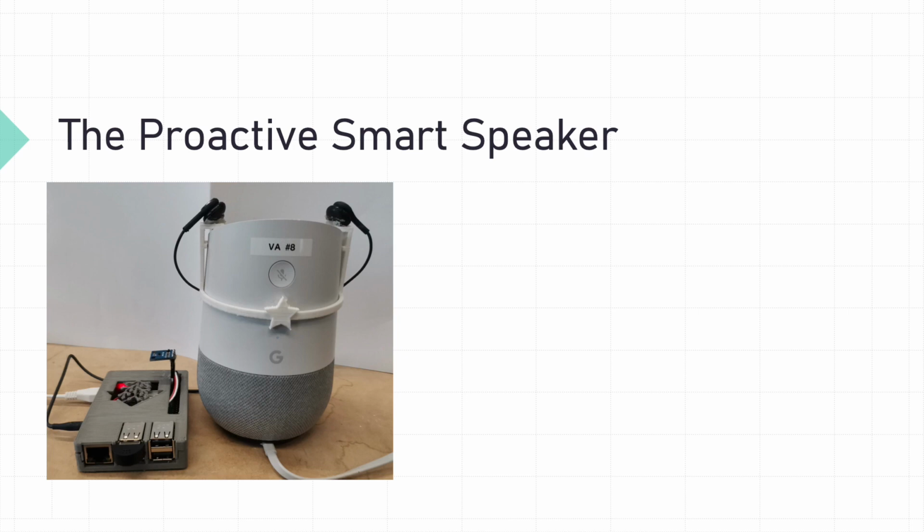Through the very cute tiara, I attached a pair of earphones onto the speaker. The earphones are powered by a Raspberry Pi, where I store a few pre-recorded audio commands. Whenever I want the Google Home to be proactive, I can simply control the Raspberry Pi to play audio commands. The speaker will then be triggered.